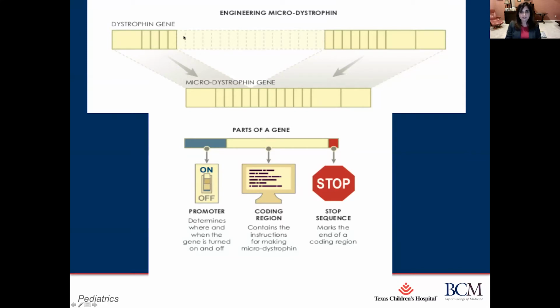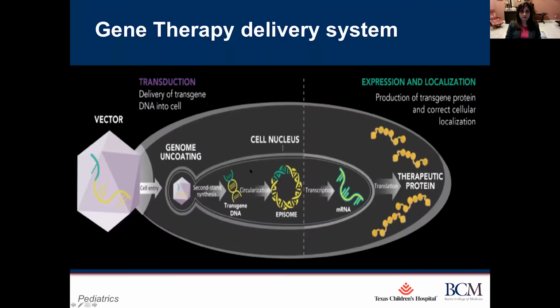It does not have all 79 exons. But it has a critical portion of the gene, which is important for muscle function. So the transgene has a promoter, which determines where and when the gene is turned on and off. And then we have a part of the gene here, and then we have a stop sequence at the end, which marks the end of the coding region. So that's the transgene.